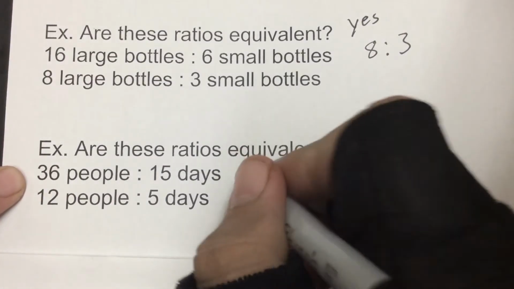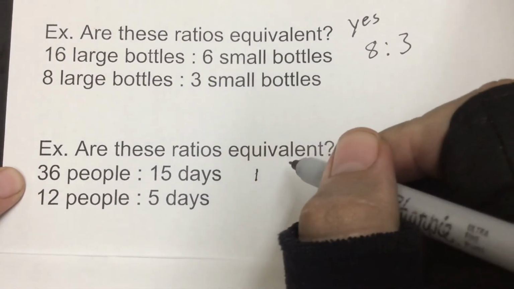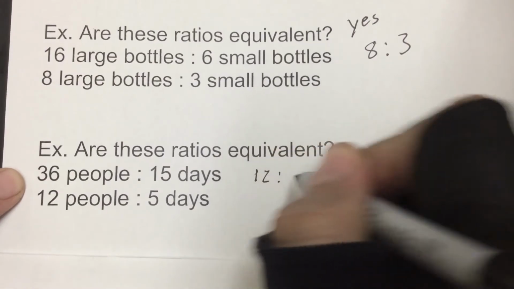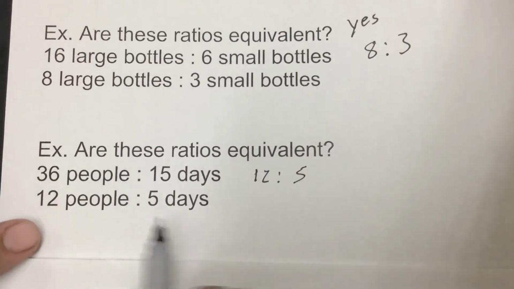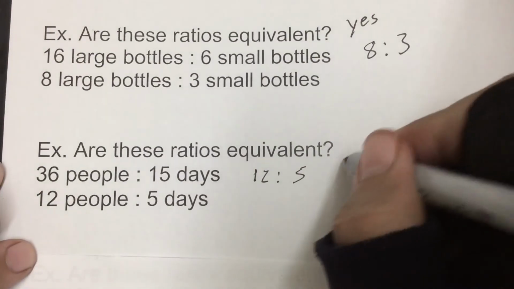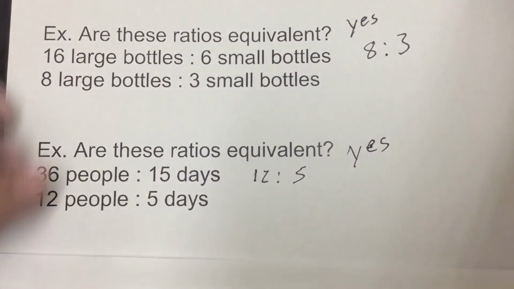So 3 goes into 36. Well, 3 goes into 3 once, 6 twice. 3 goes into 15 5 times. Well, hey, look at there. 12 and 5. So are they equivalent? You betcha.